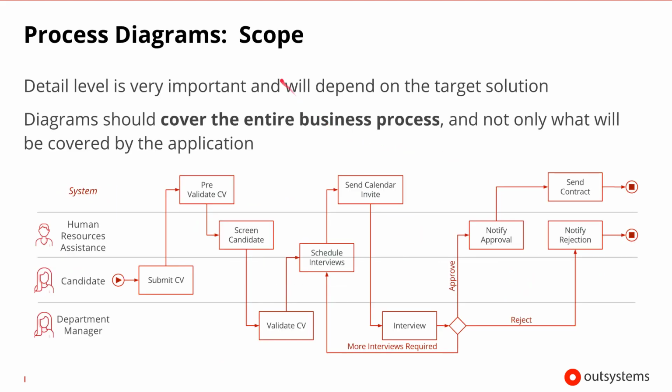Process diagrams can also have different types of scopes and level of detail. This can depend on the target solution that we're trying to create. For more specific processes, each of the activities may be a specific step. But for a system covering a broader process, each activity may actually encompass a complex user story. Make sure to cover the entire business process and not only what will be covered by the application. This way, we'll have the full context to understand how each activity is really related to the overall process.